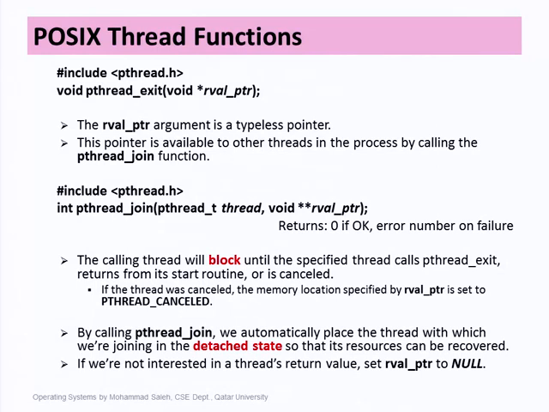And of course, this kind of waiting for a thread involves blocking the current thread that's waiting. This thread will stay in the blocking state until the other thread has either called return, or called pthread_exit, or been canceled. And in the case of a thread being canceled, the exit status of it will be PTHREAD_CANCELED.